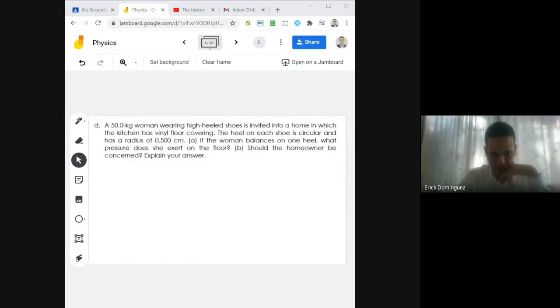Well, very important to understand, right? That we have the mass that is being exerted by the woman to the vinyl floor, right? And then we have the radius of her heel, which is the big question. How are we going to solve part A? And how are we going to deduct part B? Okay, so if you have any idea, go ahead.